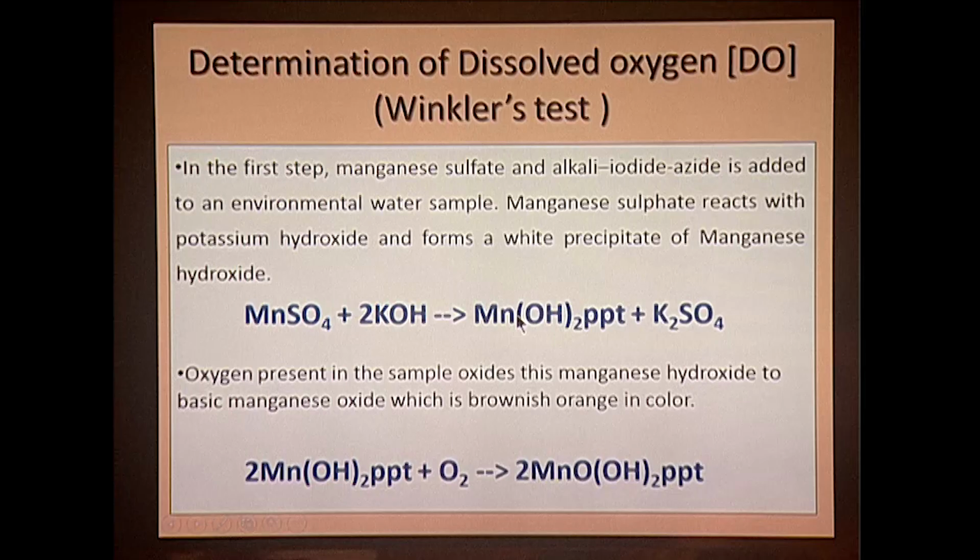Now this precipitate could not be easily collected because the oxygen which is present in the water sample reacts with the manganese hydroxide precipitate and you have formation of manganese oxide. This manganese oxide precipitate is brownish orange in color, and we are able to see this precipitate with our naked eye, but not the precipitate of manganese hydroxide because it immediately reacts with the oxygen.